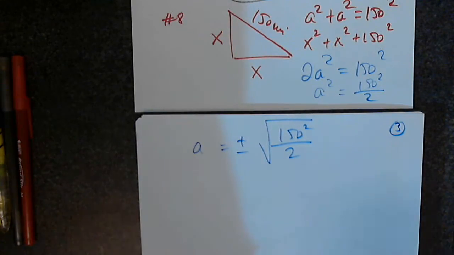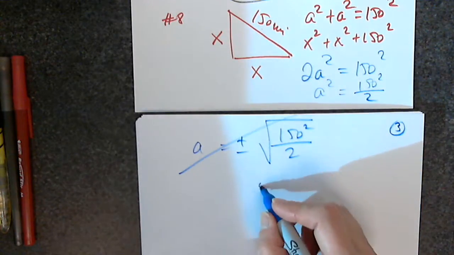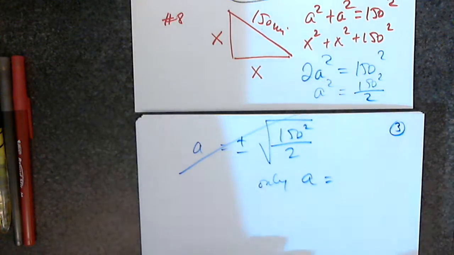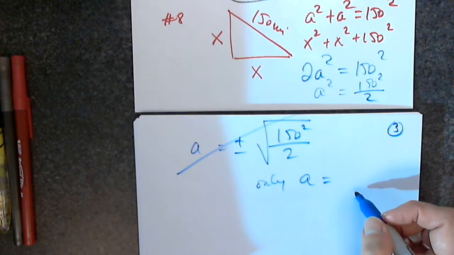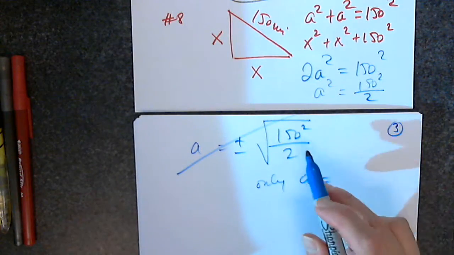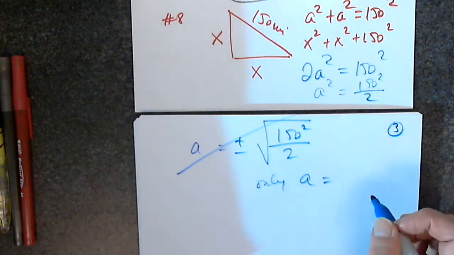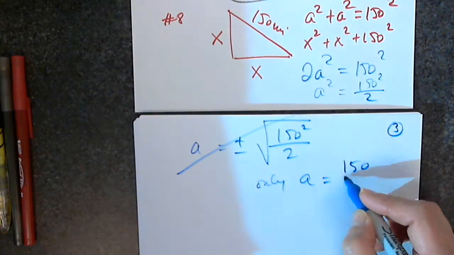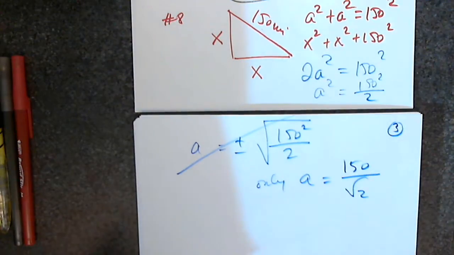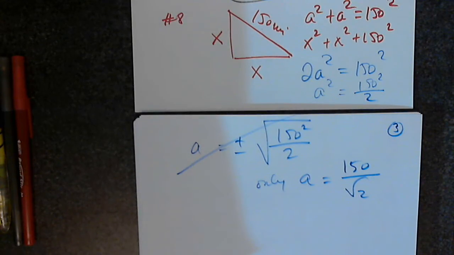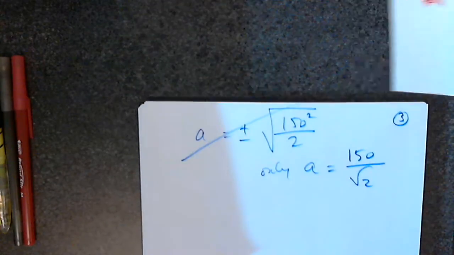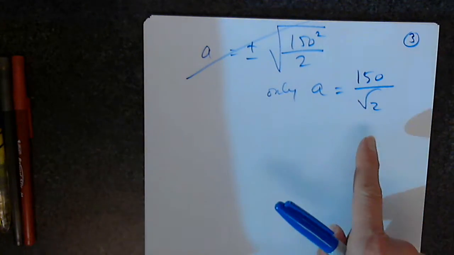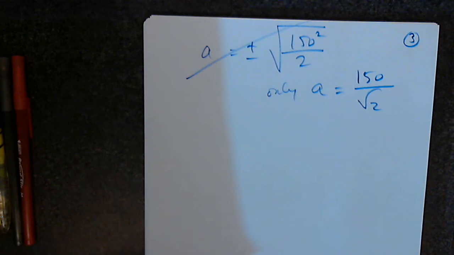However, A is a distance. So I will say only the positive, exactly. The square root of 150 squared is 150, and the square root of 2 is the square root of 2. They wanted us to present the exact answer, but the exact answer is, what do I have to do to this quantity? From chapter 10, I know that I cannot leave it like this. What do I do to it?